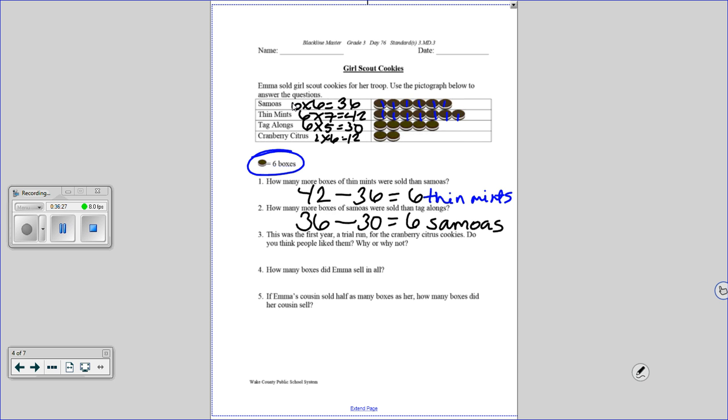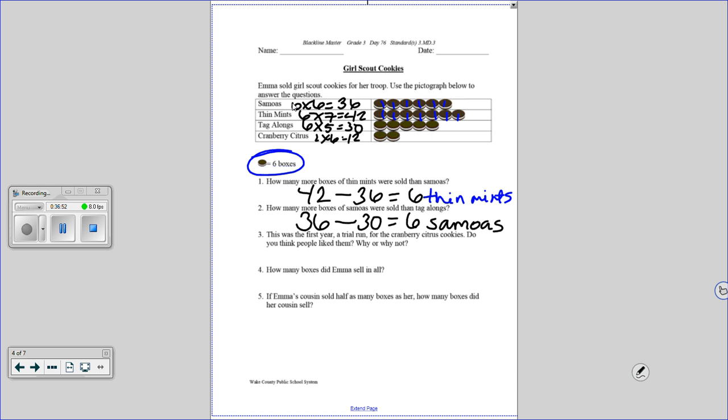This was the first year, a trial run for the cranberry citrus cookies. Do you think people like them? Why or why not? I don't care if you like them. I care about what our data says. Do you think, based on our data, people like the cranberry citrus cookies? What do you think, Ava?